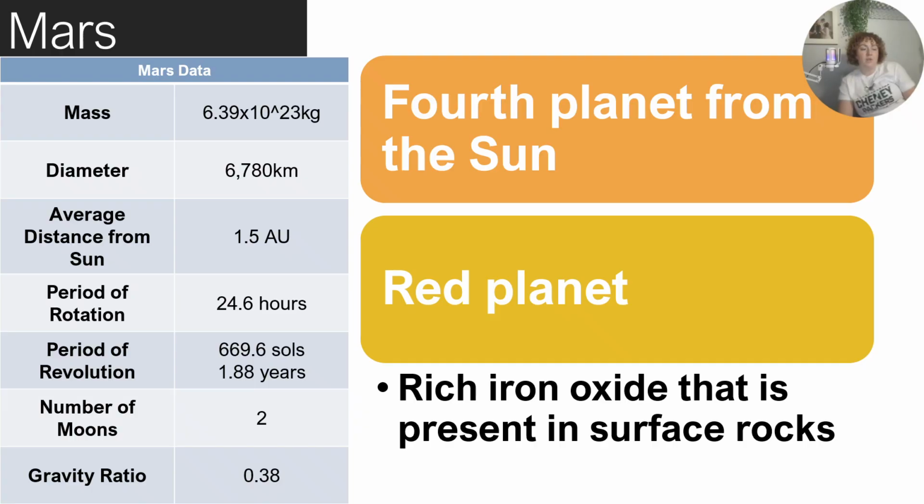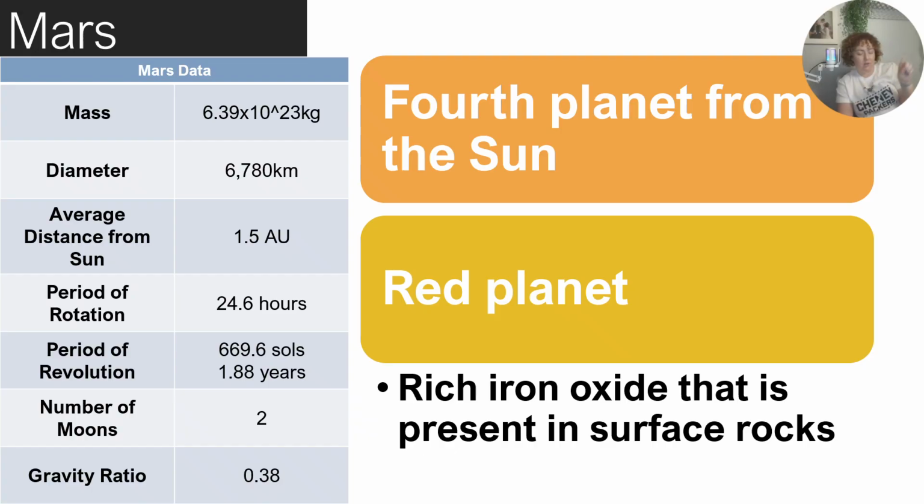So Mars, kind of a weird little phenomenon as well. Its mass is actually really small compared to Earth. It is 6.39 times 10 to the 23rd kilograms, which is only about 10.7% of Earth's mass. Its diameter is nearly halved at 6,780 kilometers around. And the average distance from the sun is 1.5 AU. So it is another 0.5 AU away from us.